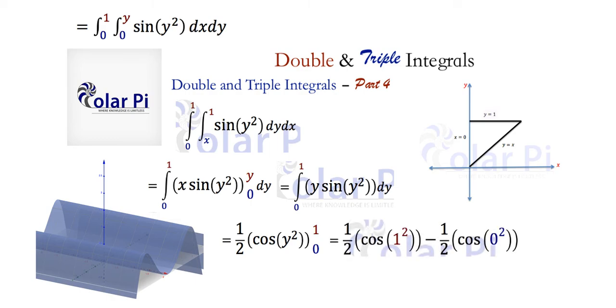Otherwise, moving forward from here, it's pretty straightforward how we should finish. It's evaluating that we have left to do, and if we do it correctly, then we'll see that the final answer can be written as 1/2 times the quantity cosine of 1 minus 1. Of course, this one here is in radians.